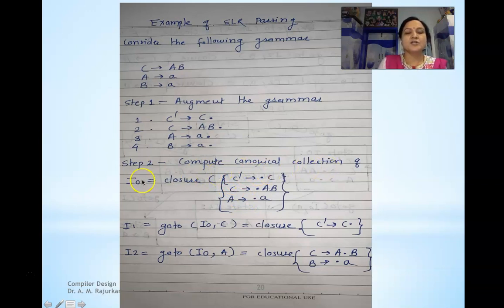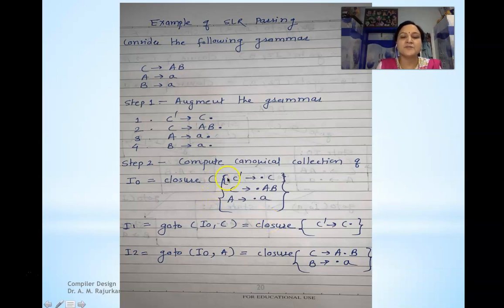Initially, I0 is the first state of the DFA, which computes the closure of C' → ·C, because this is the first production. Actually it should be C' → ·C, this should be C → ·AB, this should be A → ·A, and here this should be B → ·A. By mistake, the dots are placed at the end; those should be at the beginning of the production, which indicates that we have not yet seen or read anything by the parser.